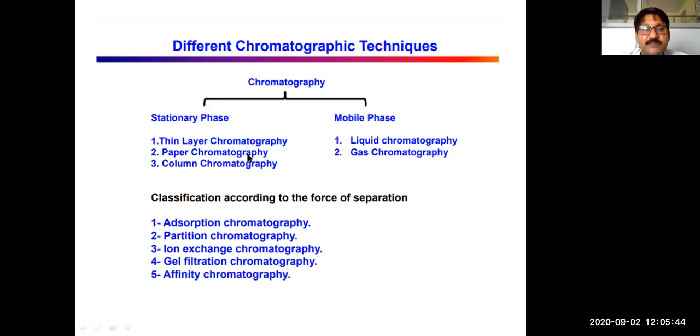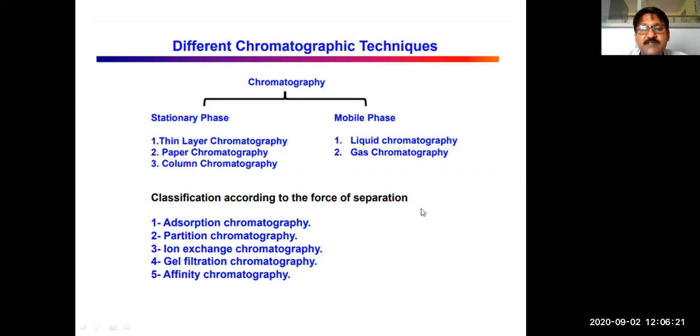And then paper chromatography, just now I explained. And then column chromatography. The column will be filled with silica. Silica will have a different affinity for OH groups. Therefore the OH group will be separated or stick on the surface, and you can easily separate other components. So these will be the stationary phase. Mobile phase: liquid chromatography and gas chromatography. The dominance here is on the solid, which will stick on the surface. Here it is moving, so the mobile phase is playing an important role.